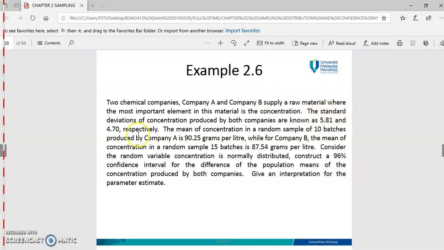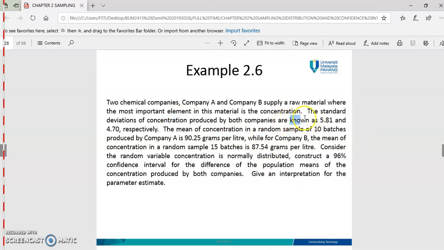Okay, so what do we have here? The standard deviation of concentration. So that means the variable in this question is concentration, because we calculate something from the concentration. So concentration is a variable, because any value that we calculate must be coming from the data. So your data is a variable.